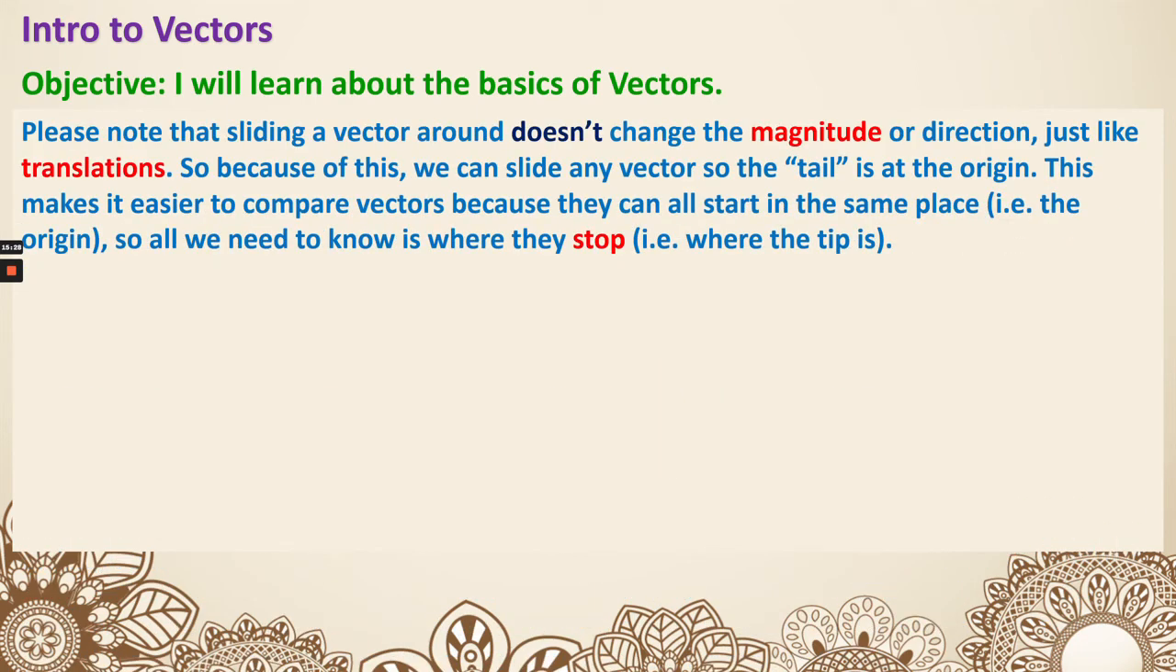Please note that sliding a vector around doesn't change the magnitude or direction. It works just like when we did translation, because you can move a shape around without changing any feature about it. So because of this, we can slide any vector so the tail is at the origin. That is basically saying even if you have a vector here, I can move it, so now it's just going to be a vector right there, as long as they point in the same direction and are still the same length. So all we need to know is where they start, because they may all start from the origin.